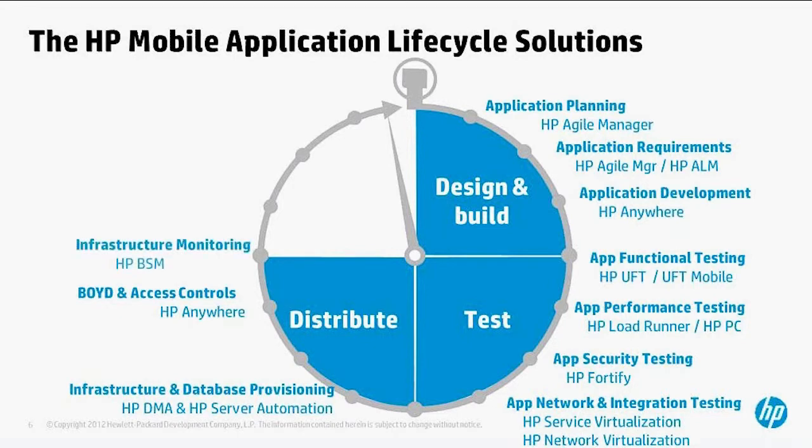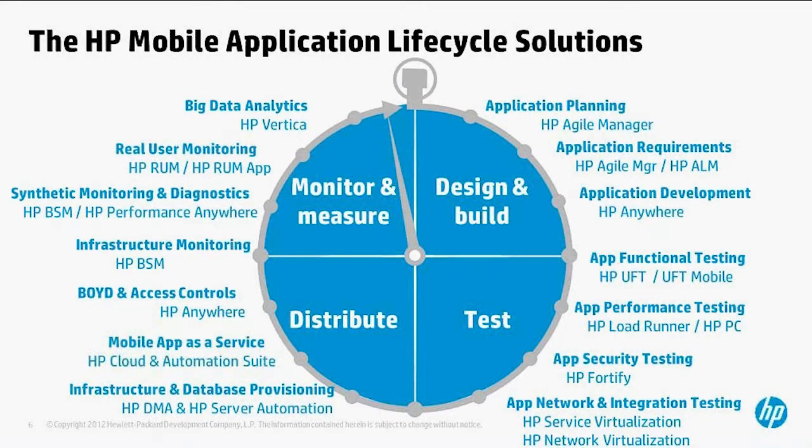In terms of distribution, the first thing I'd like to focus on is BYOD and access controls. So this is where HP Anywhere fits in, a key differentiator. With the HP Anywhere platform, not only does it allow you to develop apps, it also allows you to easily manage the distribution of those apps, and it is distributed via container. So you can have 10 or 15 different apps by role in the organization, and that can be in just one container on their mobile device.